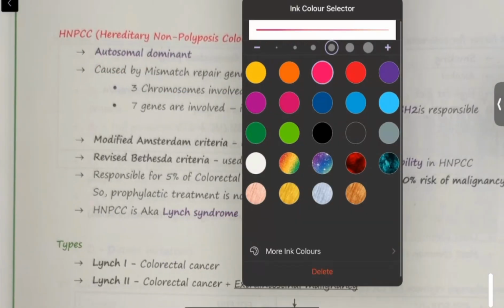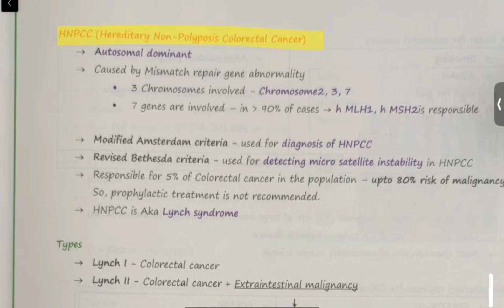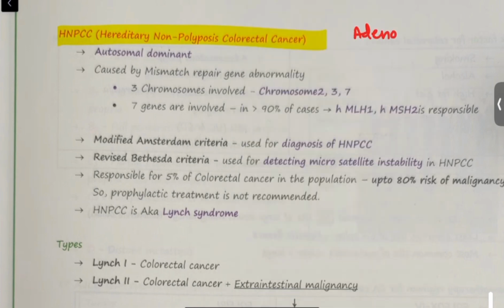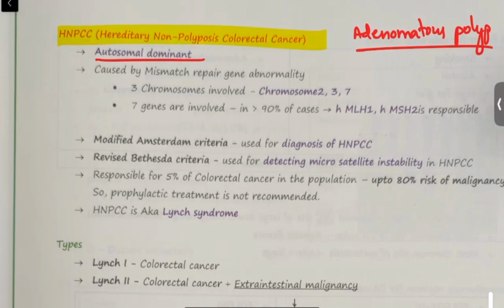Next polyp, that is hereditary non-polyposis colorectal cancer. This is also a cause of adenomatous polyps, and these adenomatous polyps are neoplastic. Okay, so just like FAP, HNPCC is also autosomal dominant, so 50% of offspring or children will have this disease. This is caused by mismatch repair gene abnormality.